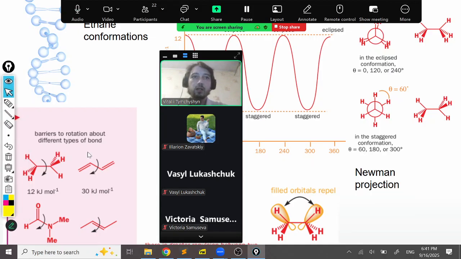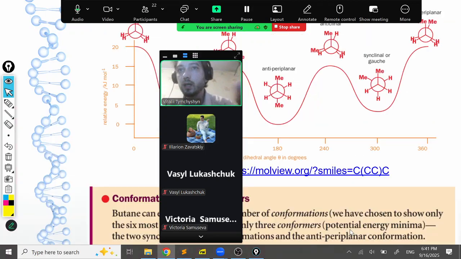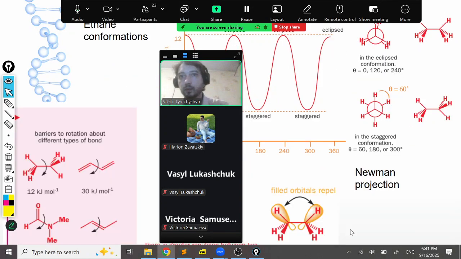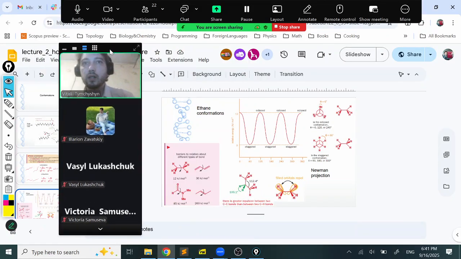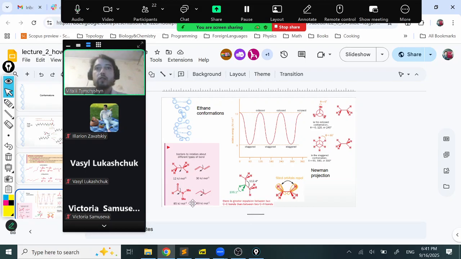Here is one more thing. I'm not sure why I cannot make this full screen. Okay, let's make it so, because I don't see the numbers. So here you see energies that we need to rotate around a single bond.